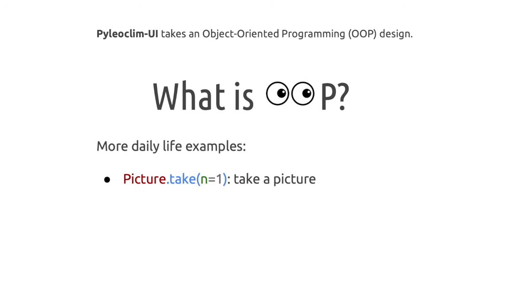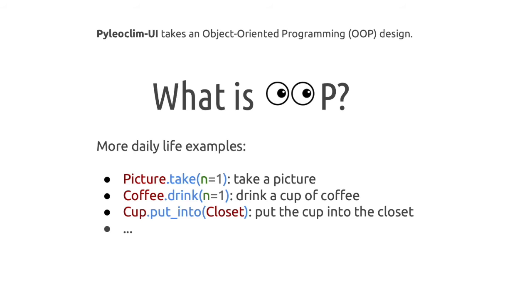We may have more daily life examples. For instance, picture.take(n=1) means to take a picture. Coffee.drink(n=1) means to drink a cup of coffee. And cup.put(into=closet) means to put the cup into the closet. Note that closet here is also an object like the cup, and the closet is used as an input parameter for the method.